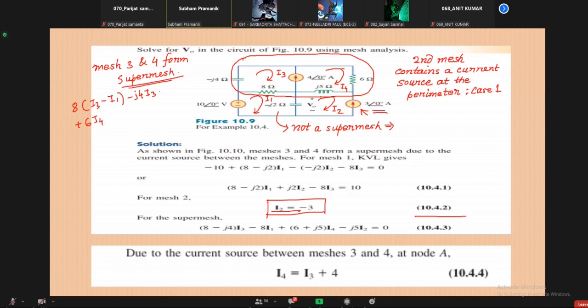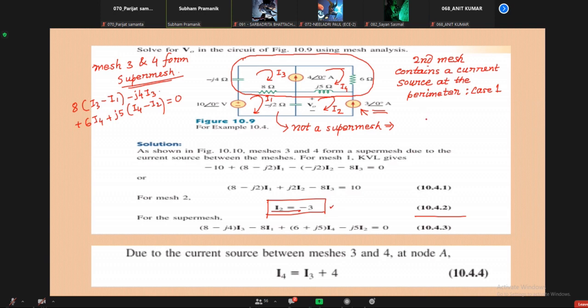And through this j5, I4 minus I2 is flowing. And in this entire super mesh, there is no voltage source, so the right hand side will be 0. So that's our number 2 equation. This was number 1.